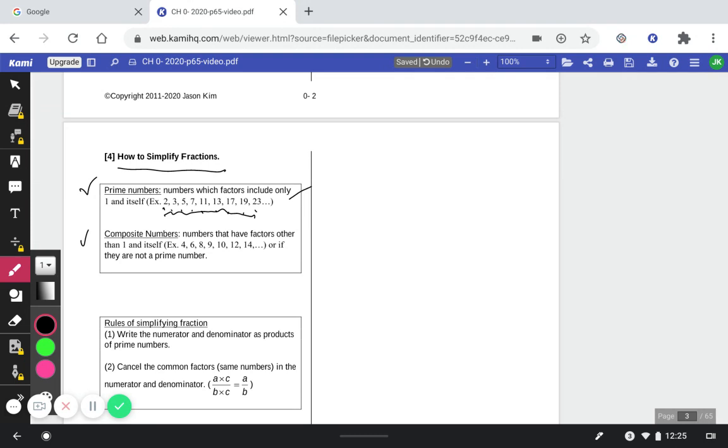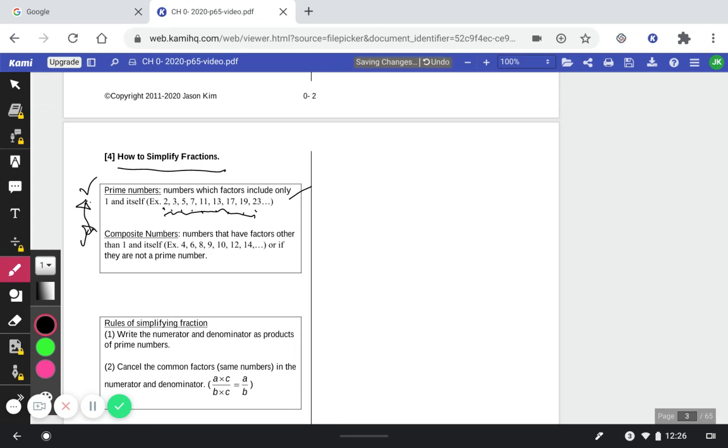So for example, like 7. 7 is only divisible by 1 and 7 itself. That's why 7 is a prime number. As well as 13. 13 does not have any other factors, any other number that divides it evenly except 1 and 13. So those are the characteristics of prime numbers. How about composite numbers? A composite number is the opposite of a prime number.